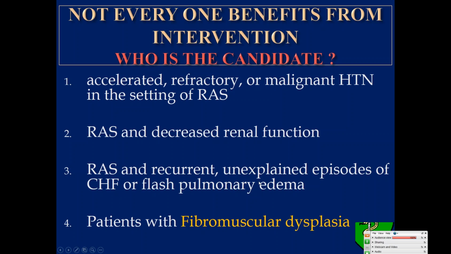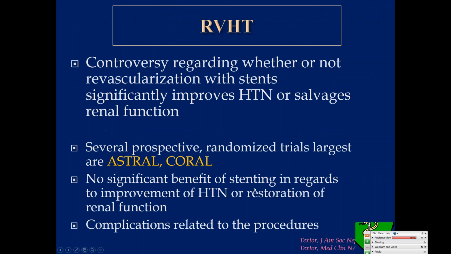So when we do find renal artery stenosis, we have to think about who would benefit from intervention, who is the candidate. And usually it's the patients who have accelerated, refractory or malignant hypertension in the setting of renal artery stenosis, or those who demonstrate a dramatic decrease in renal function. Also those patients who have recurrent or unexplained episodes of CHF or flash pulmonary edema, and of course the ones who have fibromuscular dysplasia as an underlying problem.